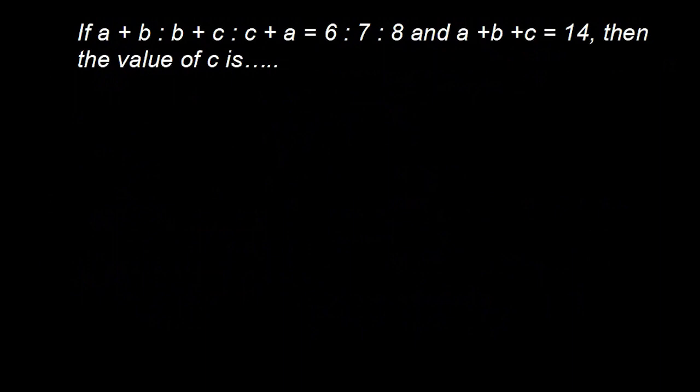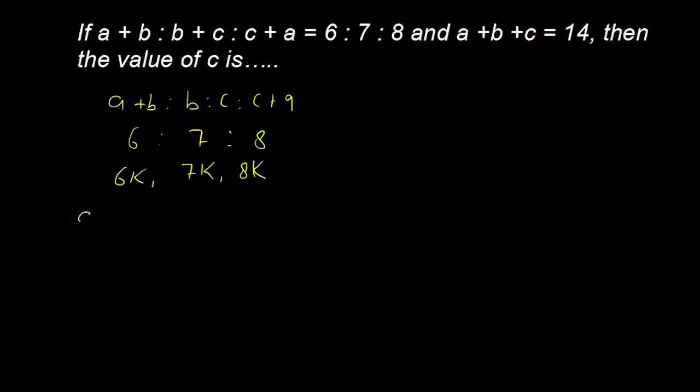a plus b ratio b plus c ratio c plus a is equal to 6 ratio 7 ratio 8, and a plus b plus c is also given, that is 14. And we need the value of c. So again, let's say a plus b, b plus c, c plus a are in ratio 6, 7, 8. So let's convert them in the form of quantity. This is 6k, this is 7k, and this is 8k. So a plus b is 6k, b plus c is equal to 7k, and c plus a is equal to 8k.